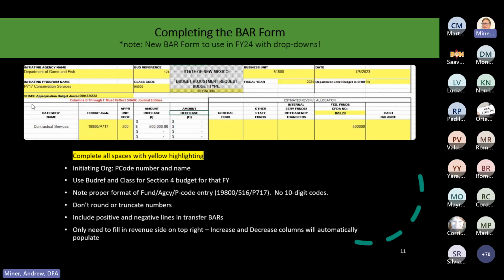One other thing here on the left side, you see share appropriation budget journal. Make sure that you put in the journal number for the appropriation budget journal. Your expenditure side journal number should go in there. And if this is a category transfer journal, then that's probably the only one that you have.